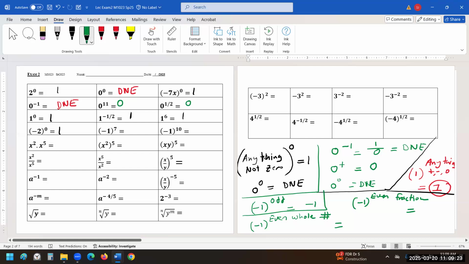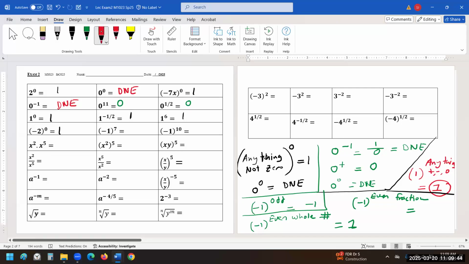If you have an even whole number, for example 2, what is -1 squared? 1. What is -1 to the power 4? 1. What is -1 to the power 100? Still 1. So if you have an even whole number, your answer is always 1. Always.